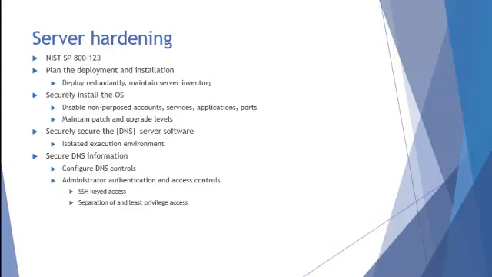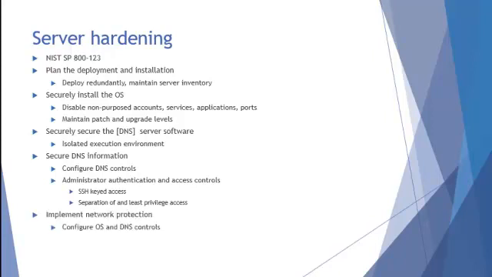So configure DNS controls. You can control who can access the various controls on the server to load a zone, freeze a zone, etc. Using, let's say, remote name daemon control, RNDC, for example, in the ISC BIND case, to make sure you control your control channel. And also support administrator authentication and access controls, as you should for every server that you have out there. SSH keyed access, separation, and also least privilege access. So really, this is a common approach across all of your infrastructure, but it applies equally to DNS.